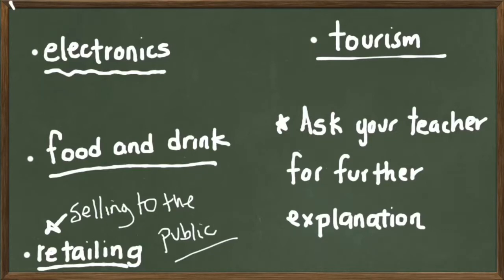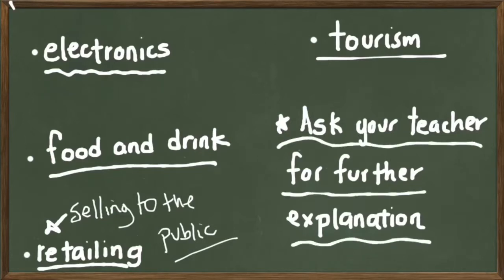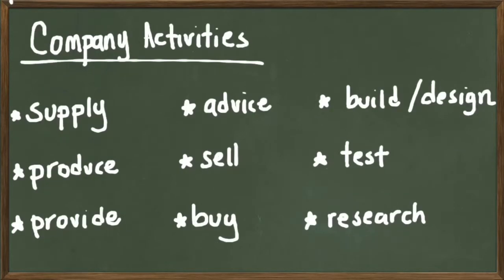Tourism. Tourism comes from the word tourist. When you visit a place that you don't know, that is tourism. Once again, if you have any questions, you can ask for further explanation. Don't forget that further means more: more explanation about this. Okay, the next item is company activities, and these are verbs that we normally use in company language or business language.